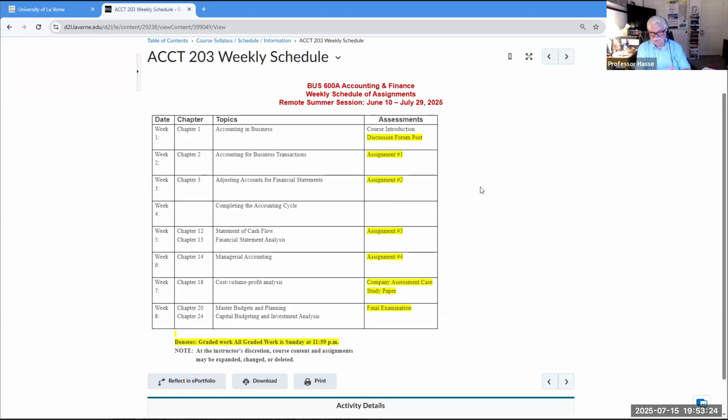Next week, we're going to look at some problems involving Chapters 14 and 18 in class, and then we're going to talk about budgeting. Next week, budgeting. And that leads us into our final week, where we talk about capital budgeting and investment analysis, the finance side of this course. So the final examination will consist of mainly Chapters 14, 18, 20, and 24, and 1 question from the first 5 weeks of the class, Chapters 1, 2, 3, 12, and 13. And you'll get an outline on that next week.